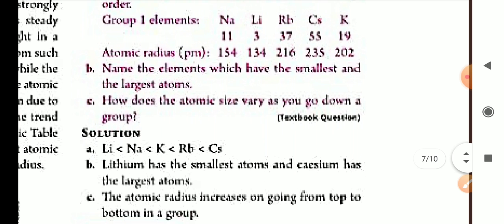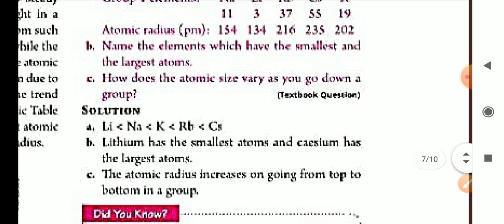How does the atomic size vary as you go down a group? It increases if you go down from top to bottom in a group.